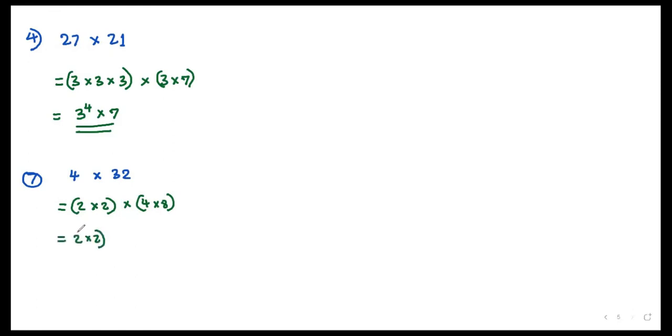2 times 2 times... Oh, already we have 32. We need to get a prime number. Okay. What is 4? 2 times 2. Right? Yes, 2 times 2. And what about 8? 4 times 2. Just make it 2 times 2 only. Just 2 times 2, and okay. Finished? We have to make the other 4 into 2 times 2 too.